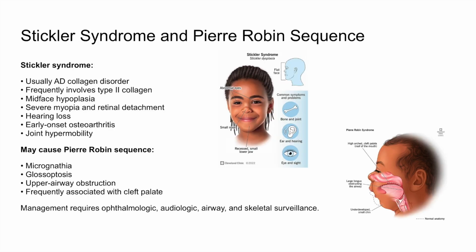All right, Stickler syndrome is usually an autosomal dominant collagen disorder commonly involving type 2 collagen. It can produce mid-face hypoplasia, severe myopia, retinal detachment, hearing loss, joint hypermobility, and early onset osteoarthritis.